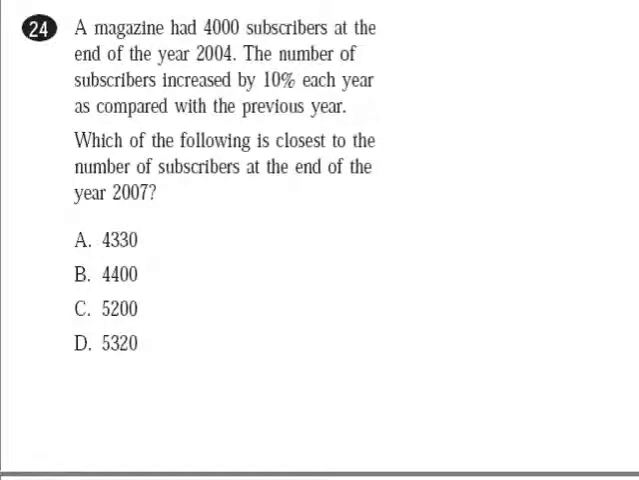So, at the end of the year 2004, there were 4,000 subscribers, right? Then, at the end of the year 2005, there's 4,000 plus 10% of 4,000. So, the key here is to be able to find 10% of 4,000. And to do that, you have to convert 10% into a fraction or a decimal. The easiest for me is to convert this into a decimal.